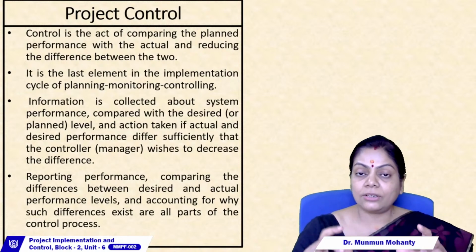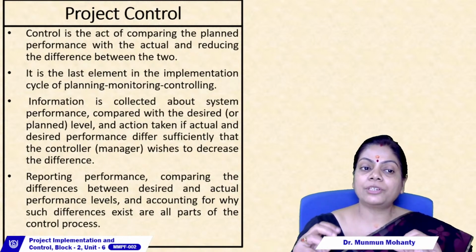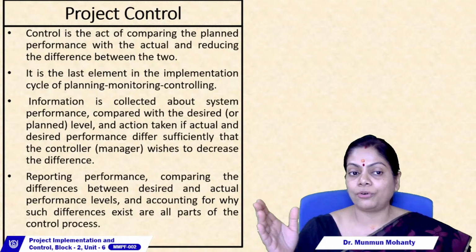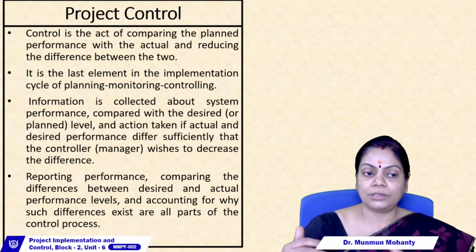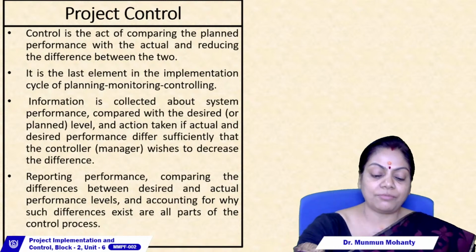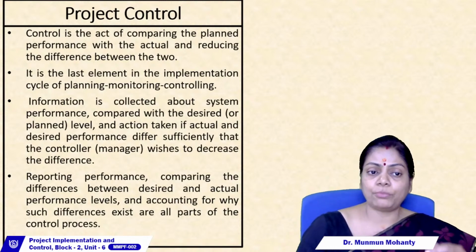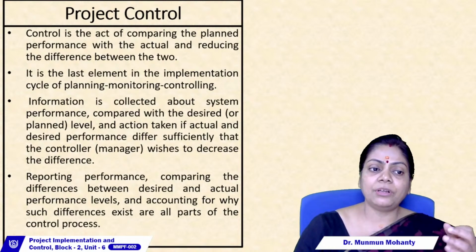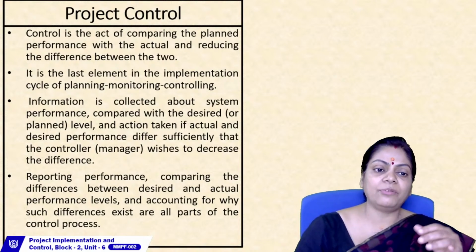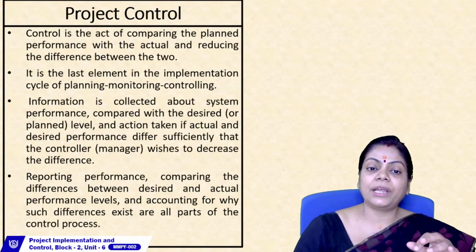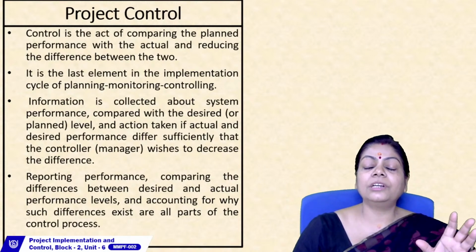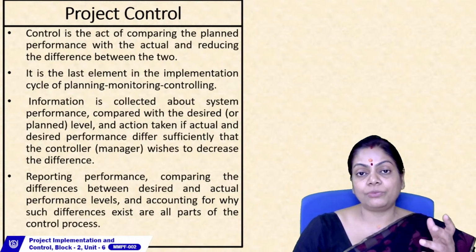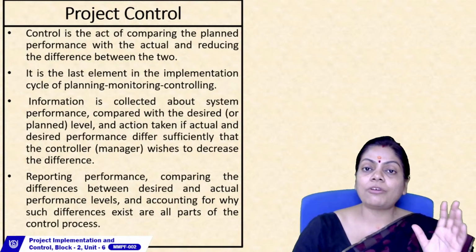Now this is the last element in the implementation of the cycle of planning, monitoring, and controlling. We started with project planning, then we talked about monitoring. Now we're talking about controlling of the system. The information that you have collected about system performance is compared with the desired, or planned, level, and action is to be taken if actual and desired performance significantly differ.